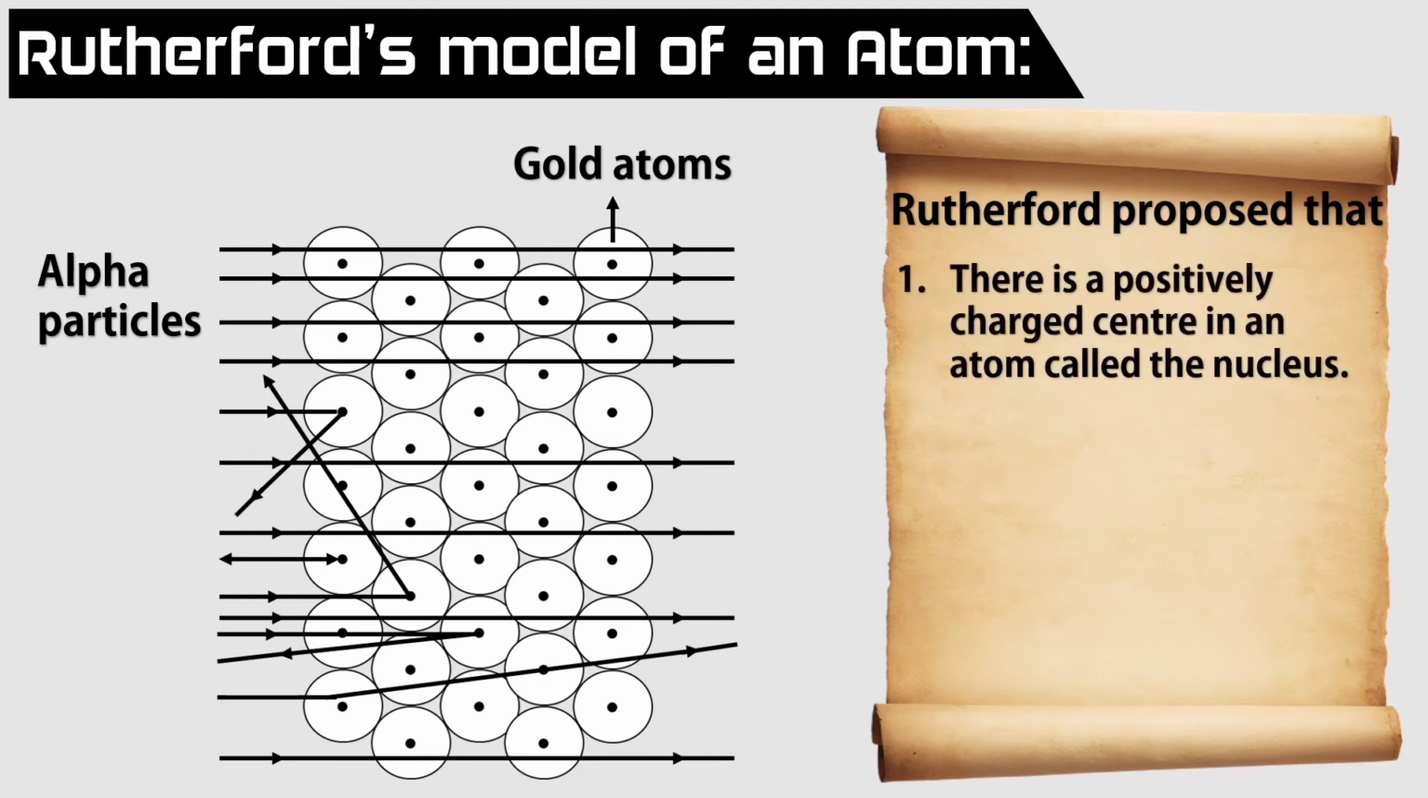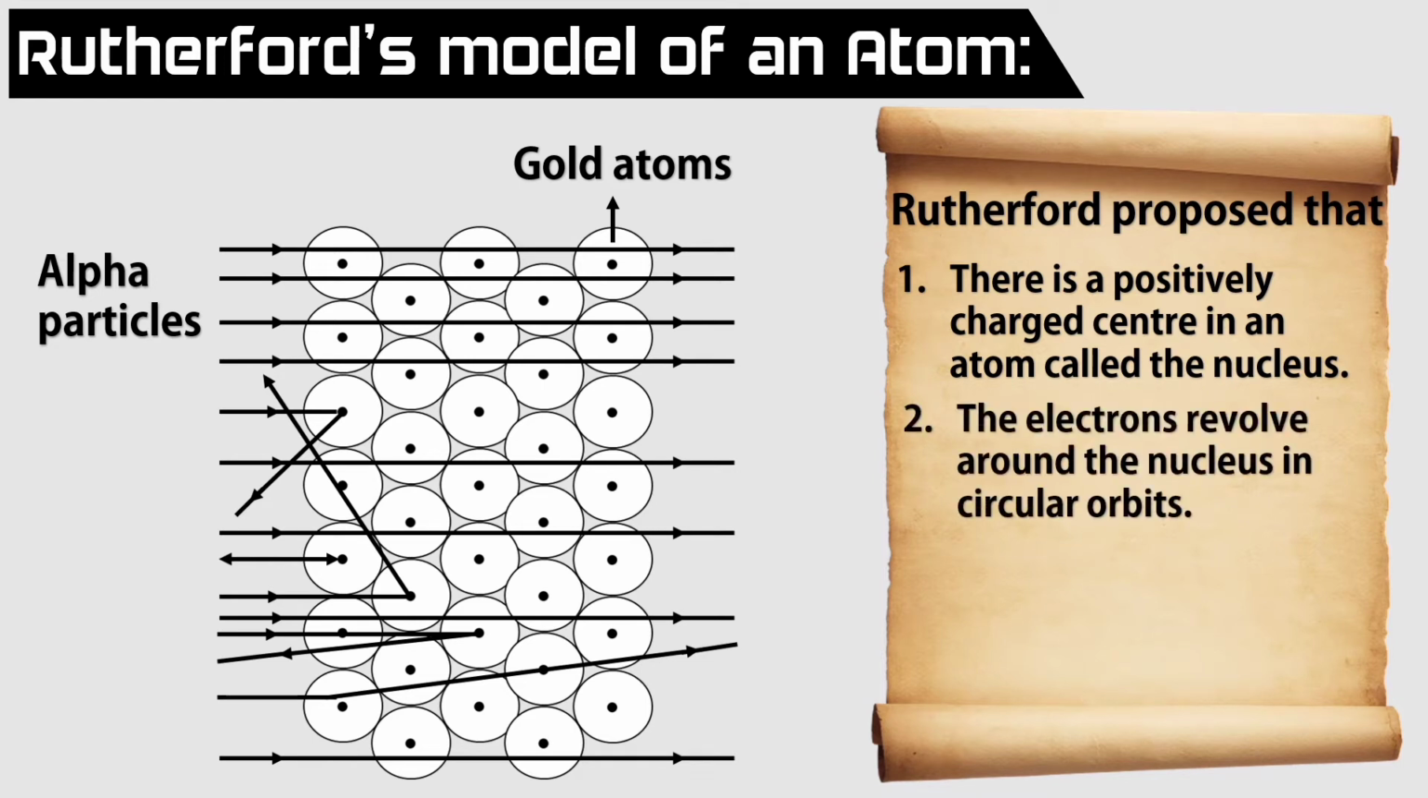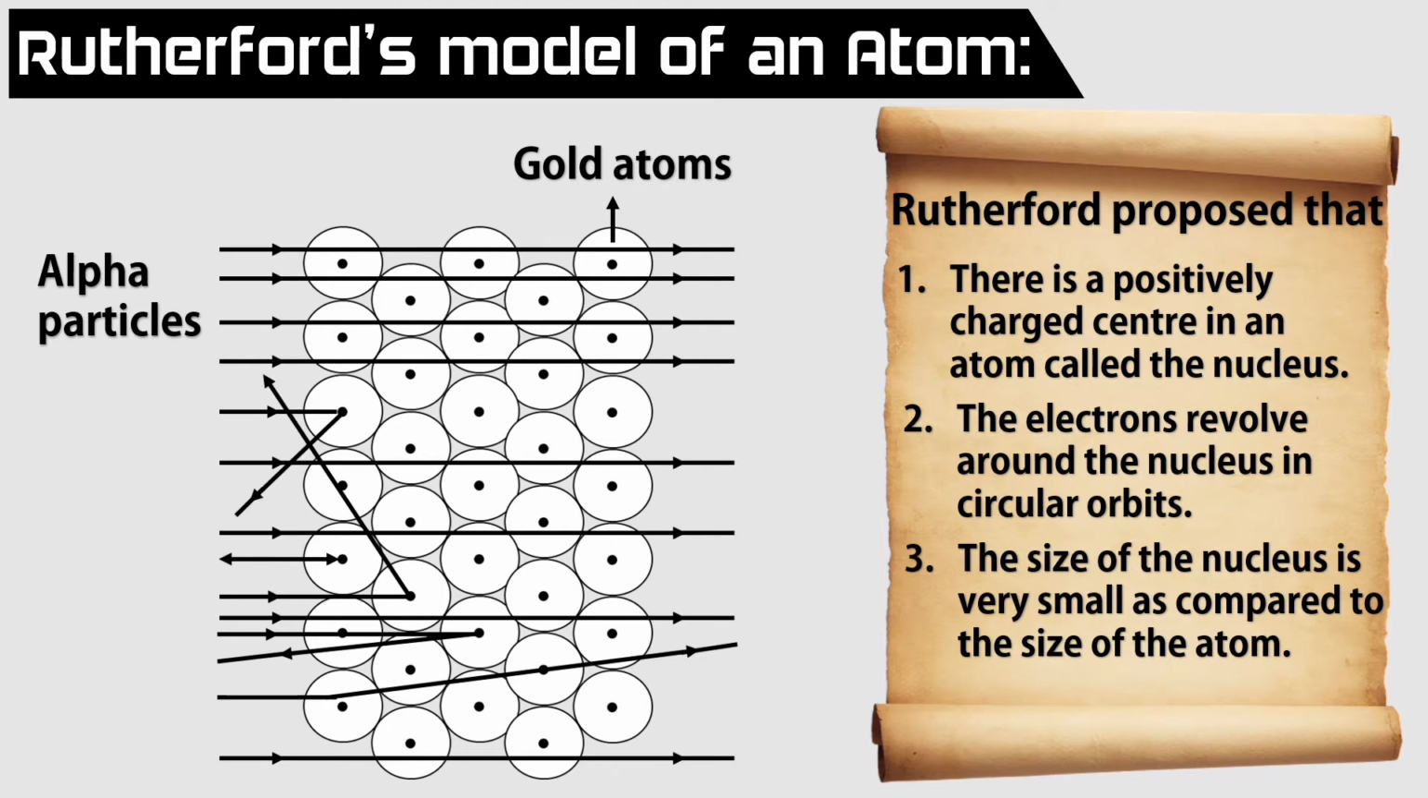Rutherford proposed that there is a positively charged center in an atom called the nucleus. The electrons revolve around the nucleus in circular orbits. The size of the nucleus is very small compared to the size of the atom. But the drawback is that the revolution of the electron in a circular orbit is not expected to be stable. Any particle in a circular orbit would undergo acceleration. During acceleration, charged particles would radiate energy. Thus, it loses energy and would fall into the nucleus. Then the atom would be highly unstable and matter would not exist.